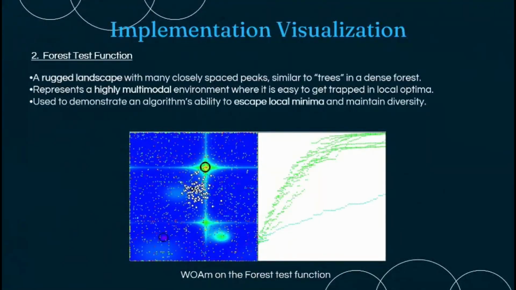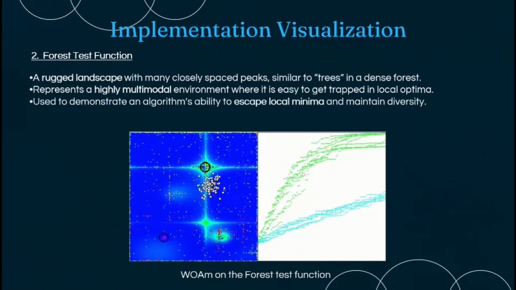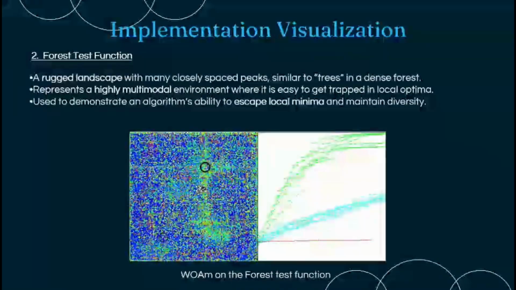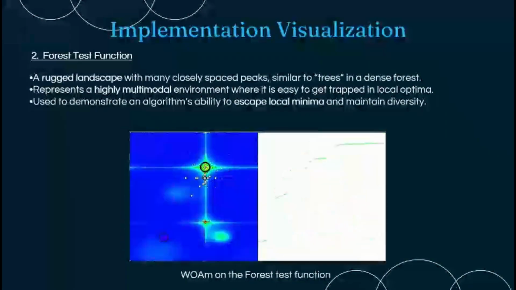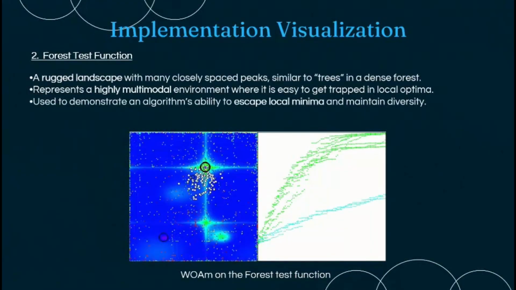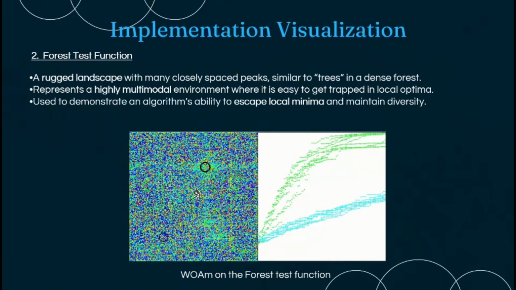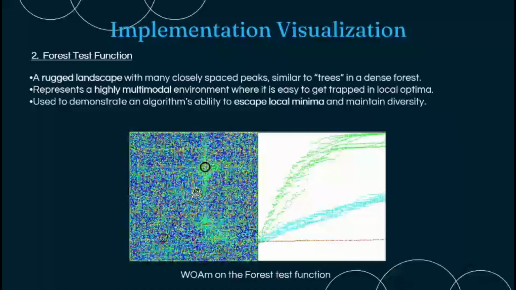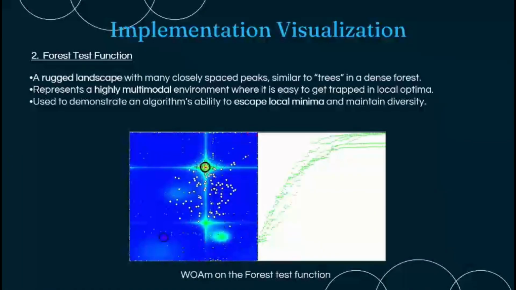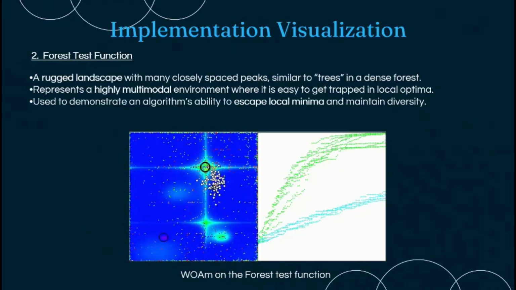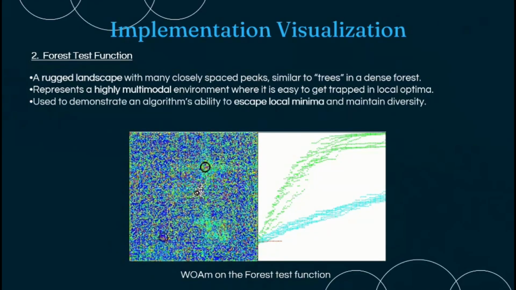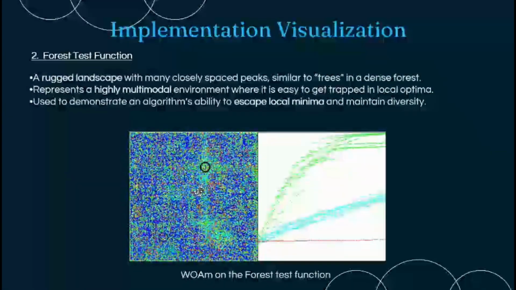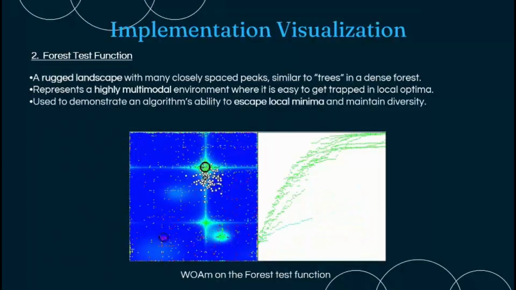Next, we see what is the Forest test function. The Forest test resembles a high, rigid terrain with many tall and closely spaced peaks like trees in a dense forest. It is highly multimodal, meaning that there are many local optima, which can make optimization very challenging. This test helps evaluate whether an algorithm can avoid getting trapped in local minima.